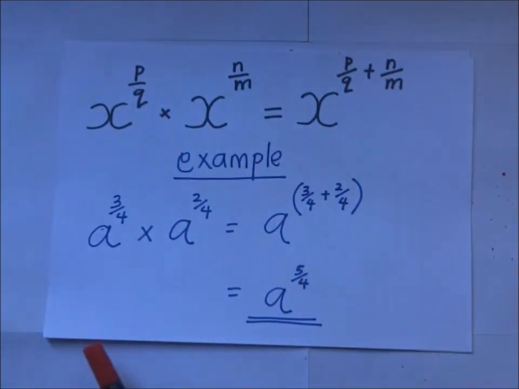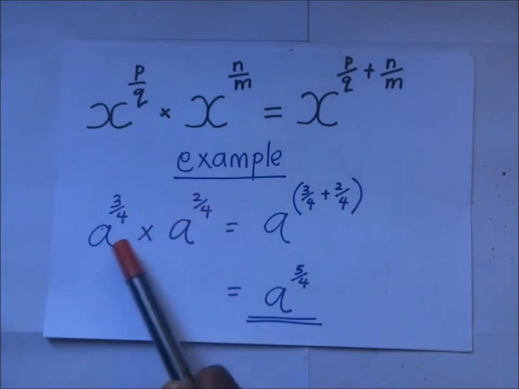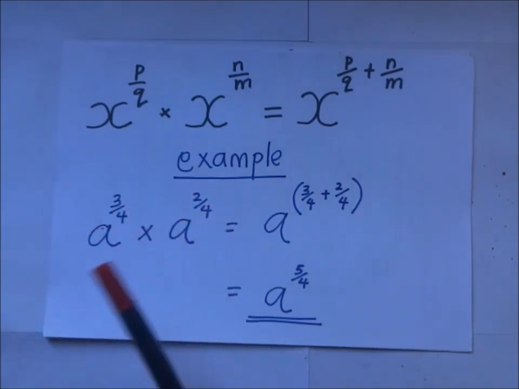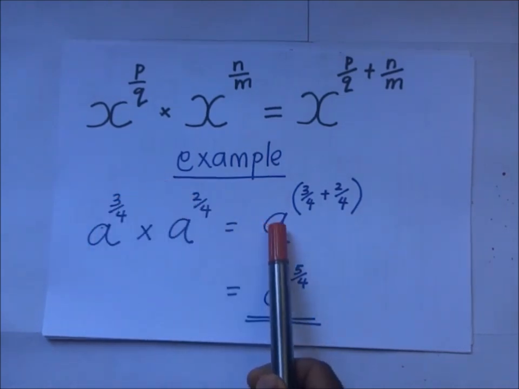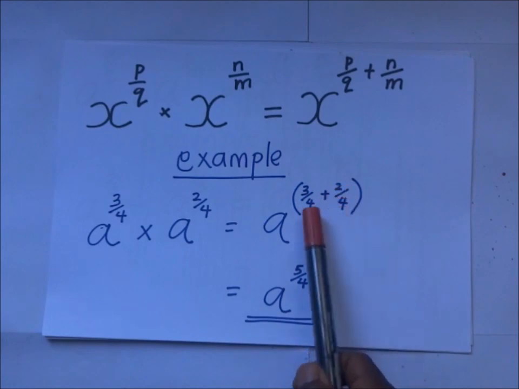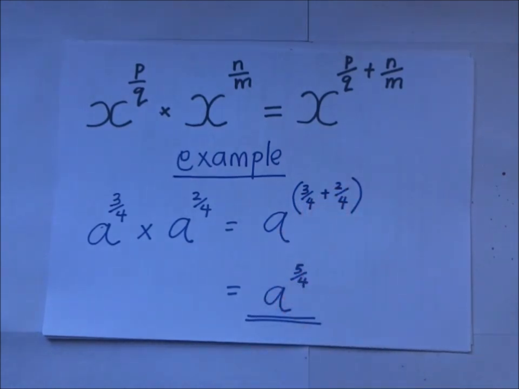And in our example, it is well spelled out: a to the power 3 over 4 times a to the power 2 over 4. Because it is multiplication of these two indices, they have the same base, so we shall add the powers. And so it's going to be a to the power 3 over 4 plus 2 over 4. When we add those two fractions, we end up with a to the power 5 over 4.